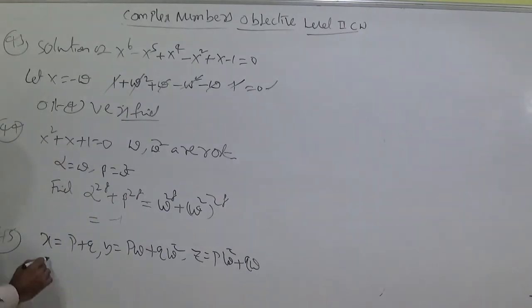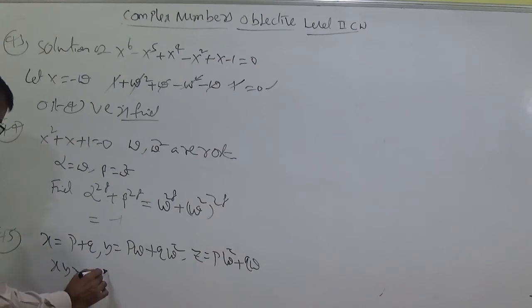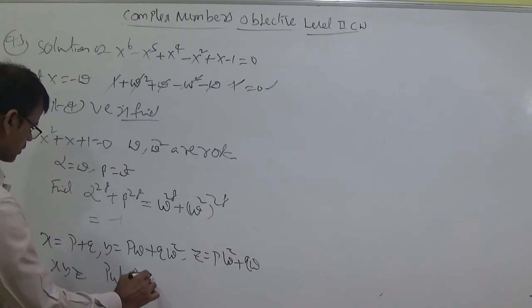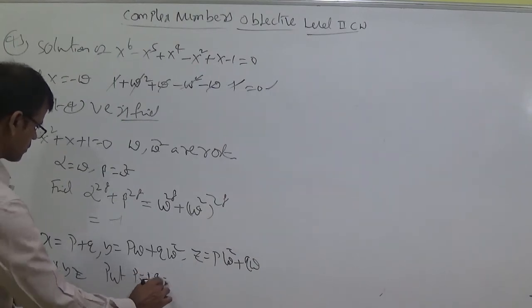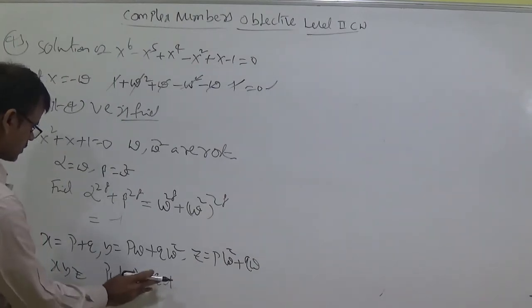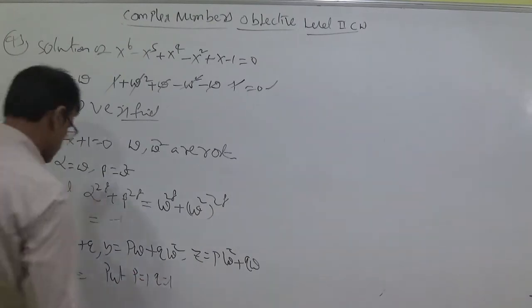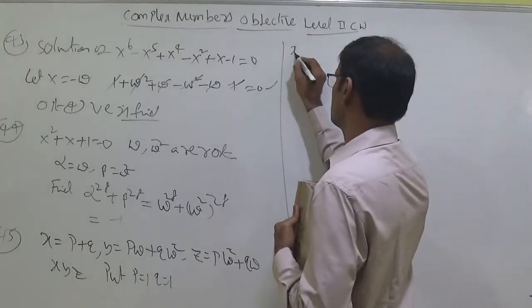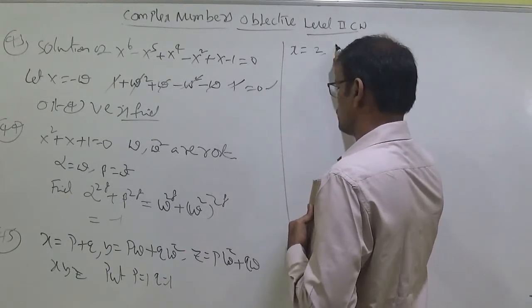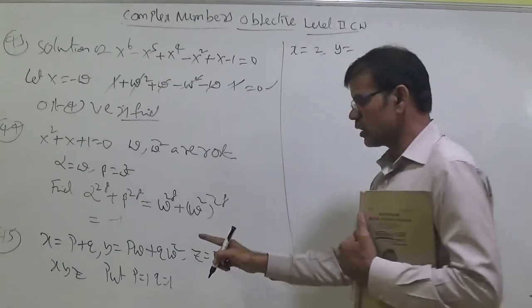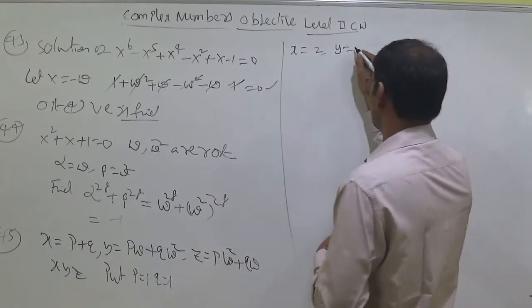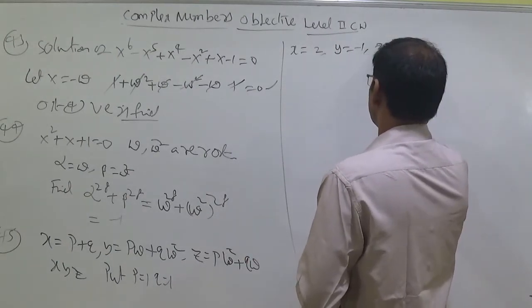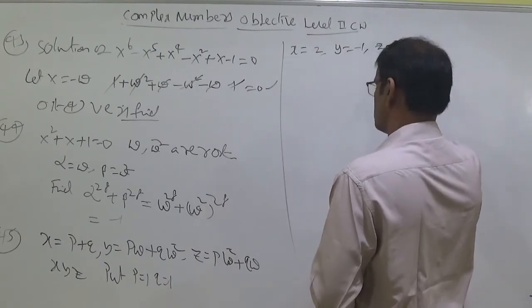Then what is the product of x, y, z? So I am giving a shortcut. Put p is equal to 1, q is equal to 1. Without the shortcut you will get a lengthy sum. X, y, z we need. P is equal to 1, q is equal to 1. Therefore x is equal to 2. Y is equal to omega plus omega square, which becomes minus 1. And z is also equal to minus 1.